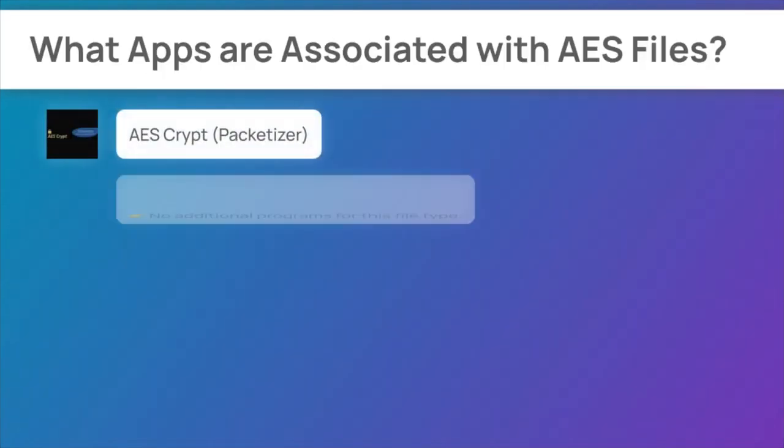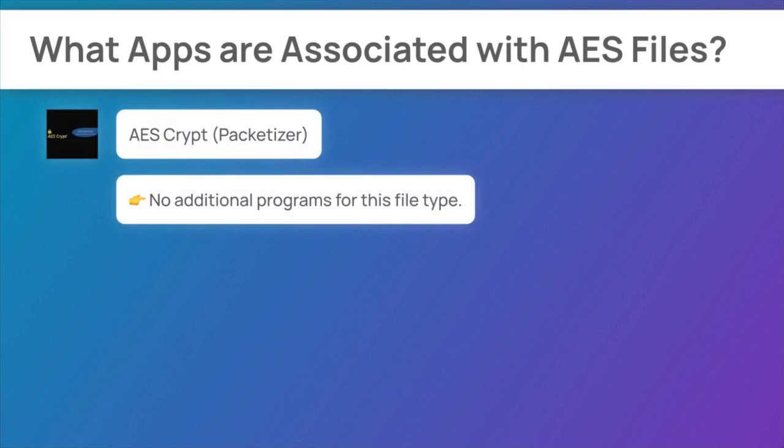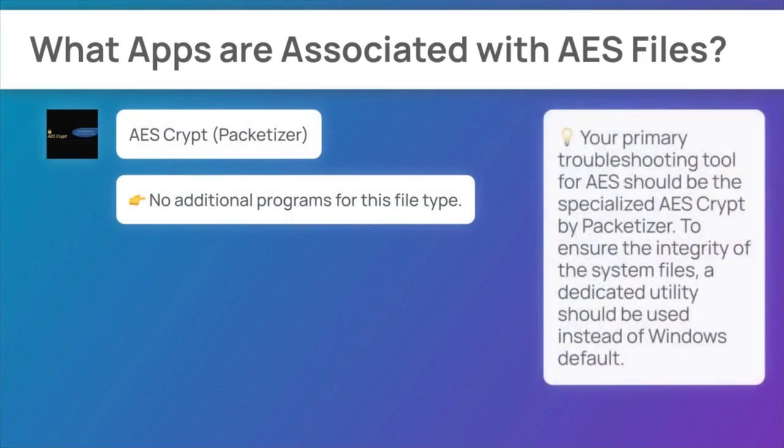The native handling utility for AES files is AES Crypt by Packetizer. Improper handling in Windows can corrupt the underlying system files severely. Windows cannot open protected files directly, so external decryption is required.